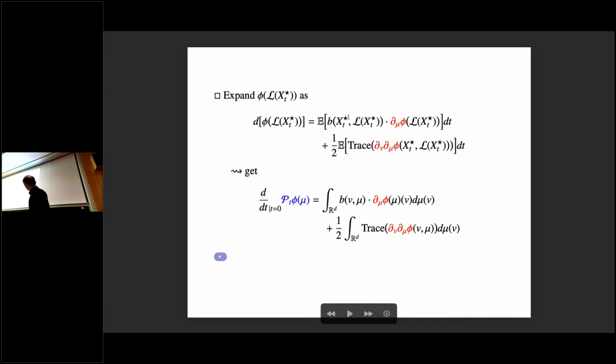Here there is a typo, another typo. This is d mu phi at the law and at the random variable. Here I am missing xt star. And then in the same way, there are the second order derivatives. And so if you take d over dt, let's say at time t equal to zero, which is exactly d of pt of phi, you get exactly b, acting on d mu phi, plus this second order derivative. So this is just a consequence of the chain rule that we got yesterday.